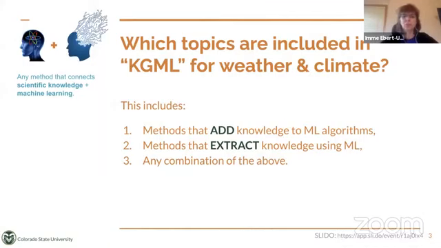So before we jump into this topic of knowledge-guided machine learning for weather and climate, we wanted to talk a little bit about what exactly we mean by what is included in knowledge-guided machine learning. As you see on the top left over here, we define knowledge-guided machine learning to be any method that connects scientific knowledge and machine learning. And this includes specifically methods that add scientific knowledge to machine learning algorithms, but also methods that extract scientific knowledge using machine learning, and any combination of the above.